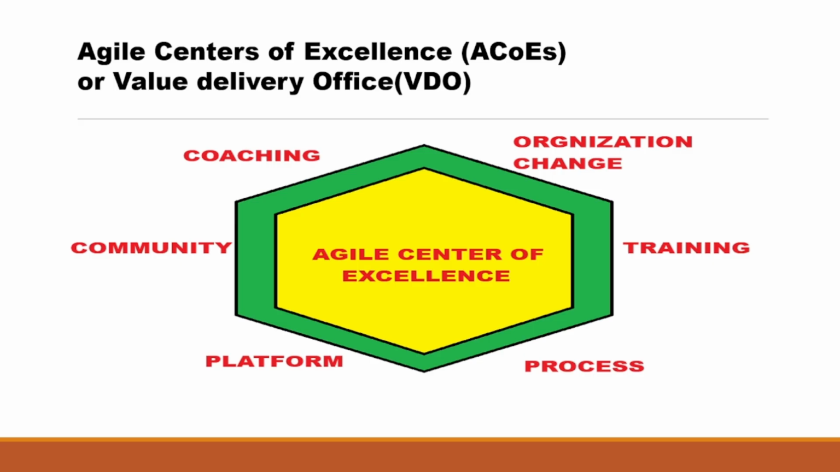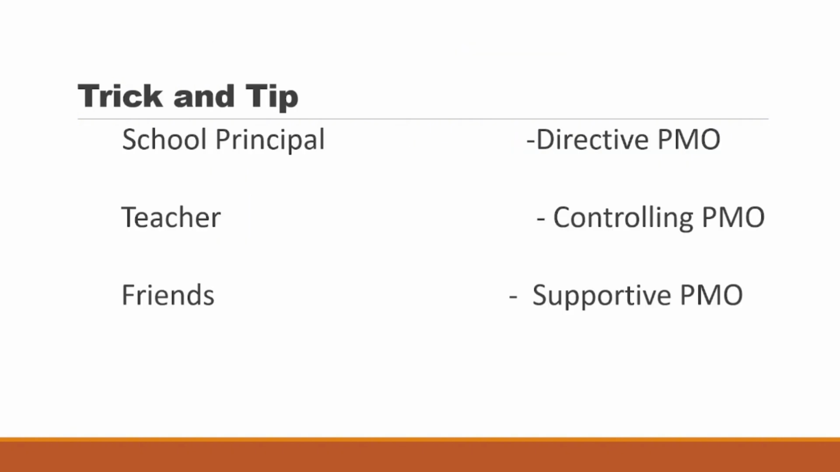Agile Center of Excellence or Value Delivery Offices can have these six attributes. It will do coaching, it will bring changes to your organization, it will perform trainings, it focuses on processes, and it will give a platform to share thoughts. There is also a community of the Agile Center of Excellence, where the experts share their thoughts and best practices.